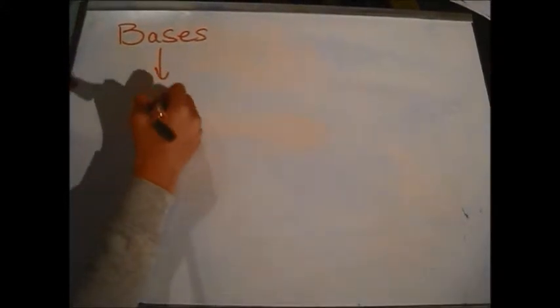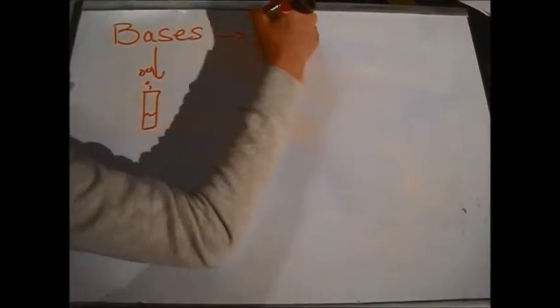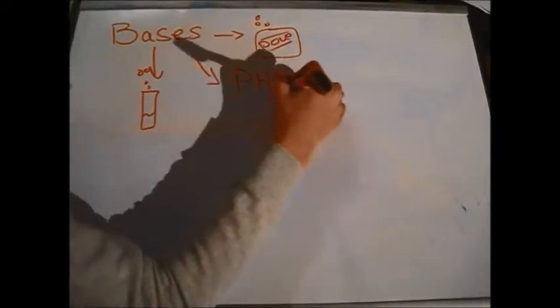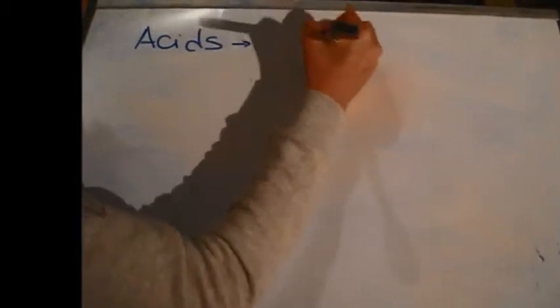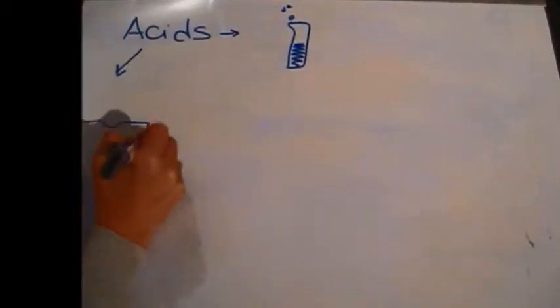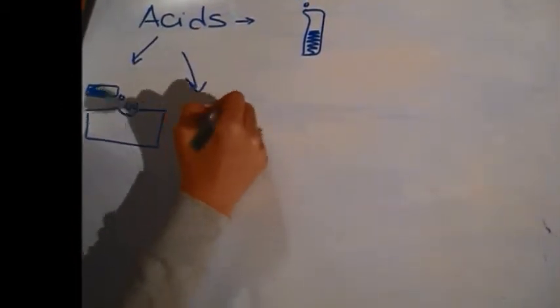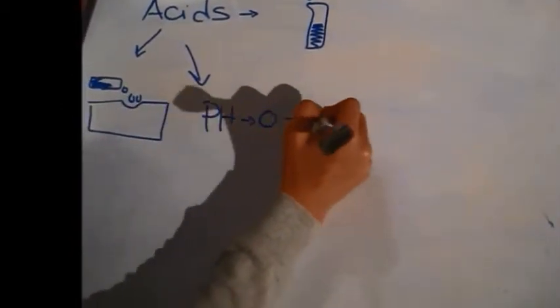Bases are chemical compounds that are soapy and turn red vegetable dyes blue if they're in solution. They have a pH of 7.1 to 14. On the other hand, acids are chemical compounds that are corrosive and turn blue vegetable dyes red. They're commonly recognized because of their sour taste. They also have a pH of 0 to 6.9. Substances with a pH of 7 are considered neutral.